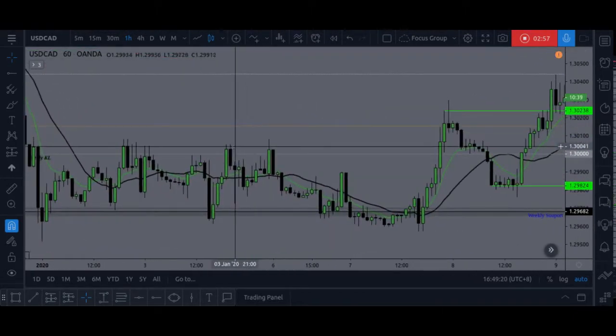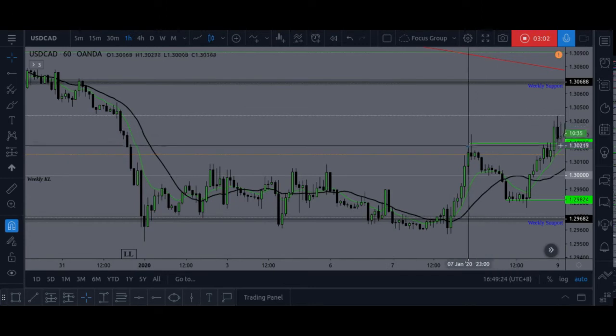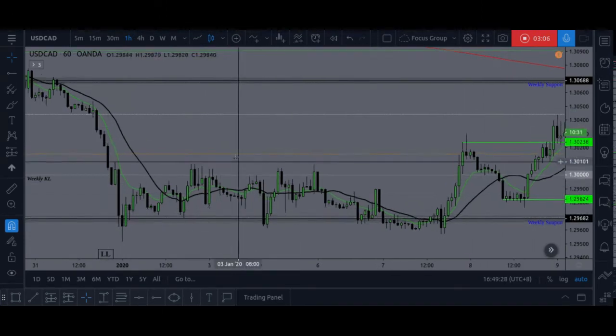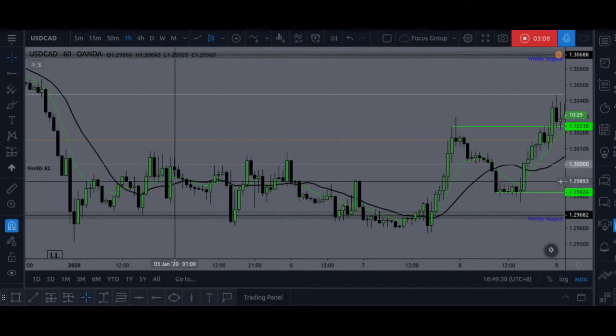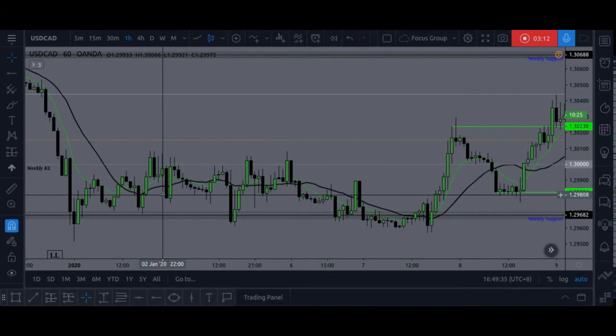Now as you can see, there was a consolidation here. We can also find our support and resistance using the same concept as we did here in order to find our support and resistance, and that will enable us to determine whether or not we should take a trade.